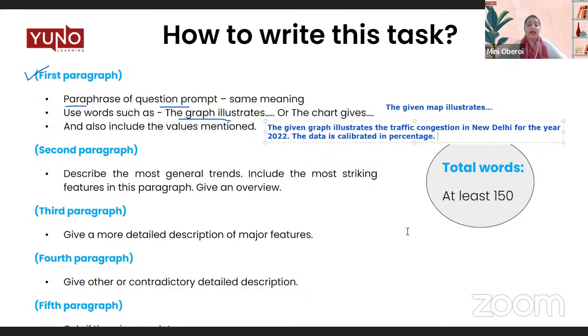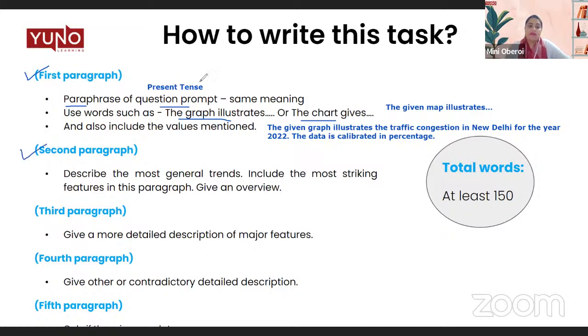Also remember that this is a rule: we write the first paragraph in present tense, because think about it logically. This is the time when they give you a visual input and you're writing a report, so it should be in present tense. The remaining paragraphs depend upon the years mentioned. The timeline given to me is for the year 2022, which is in the past, so I know that I have to use past tense. Then we move on to the second paragraph.